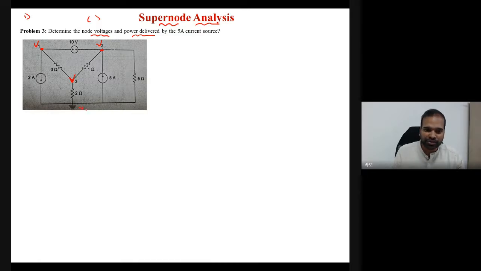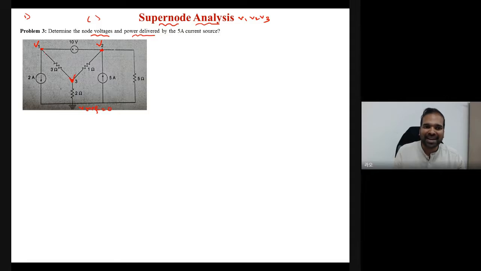Now see here, the second step, we need to consider what? V reference equal to 0. For any given circuit, we have only one reference node, and that reference node is equal to 0. That means what is our ultimate goal here? You need to find V1, V2 and V3, and also the power delivered by the 5 ampere current source. Clear?